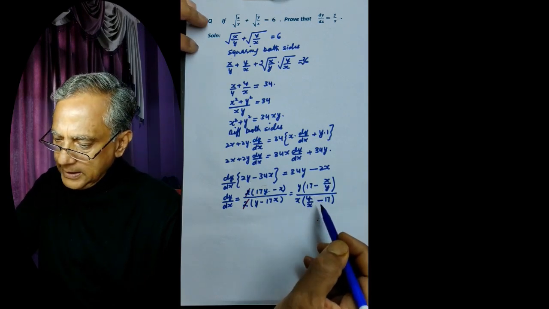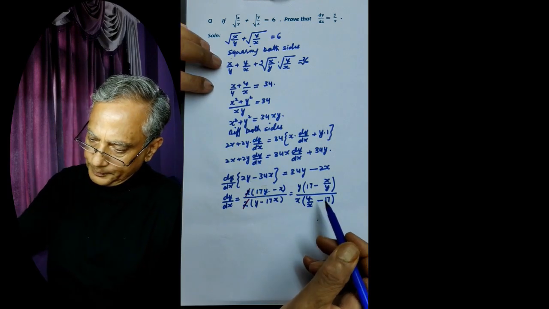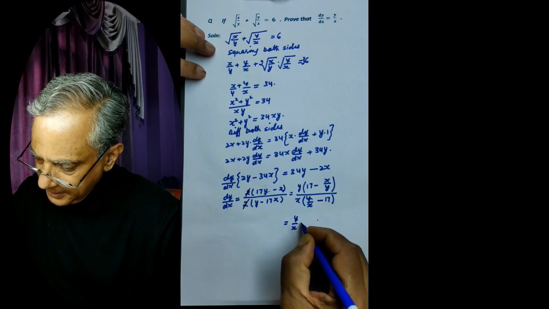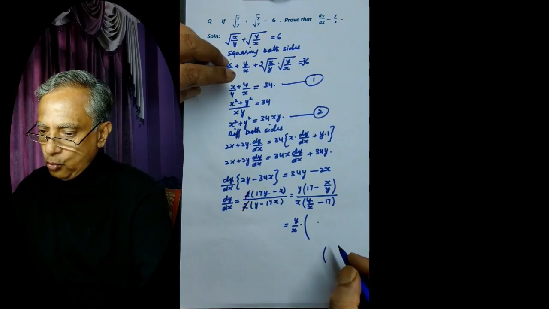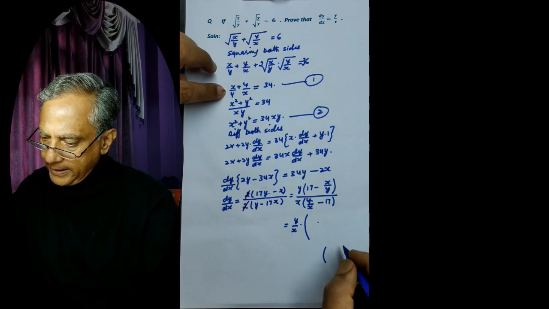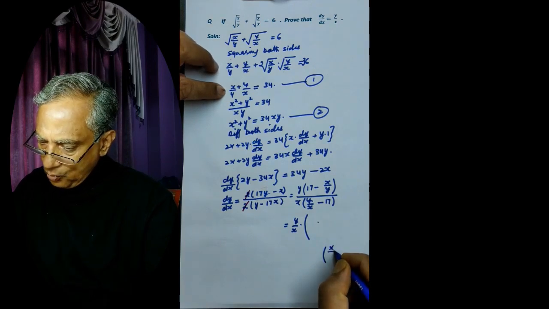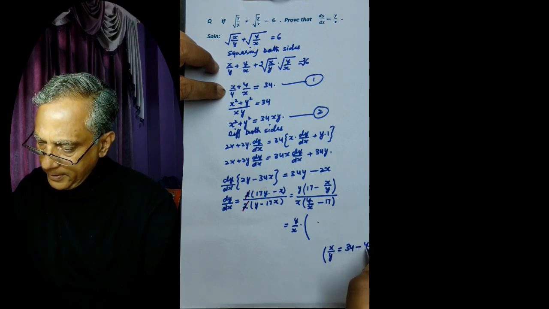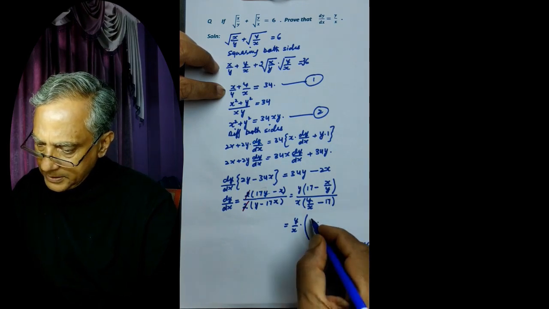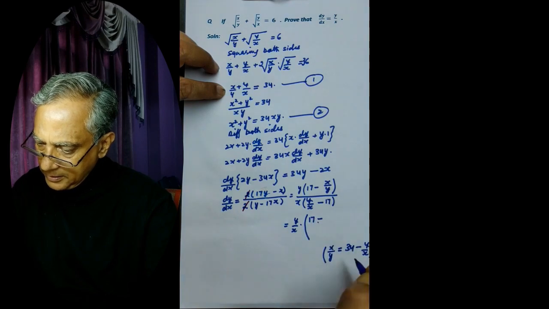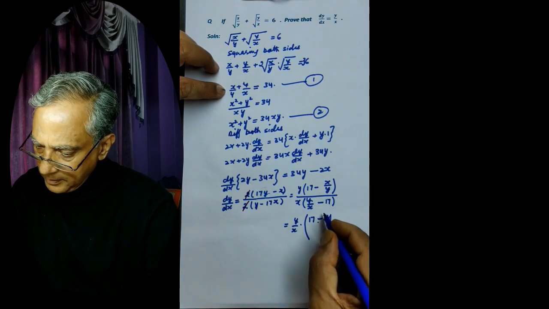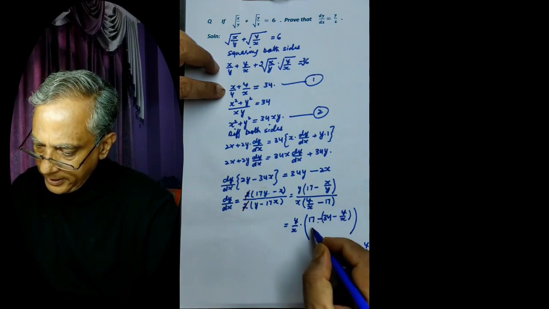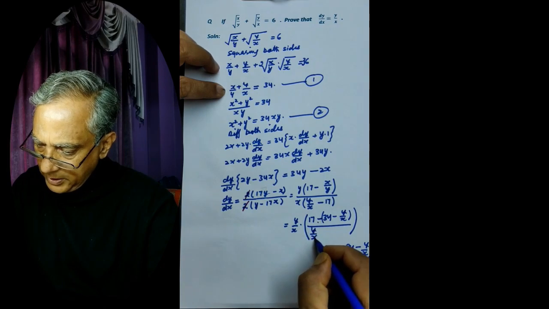Now what we see is this is equal to y by x into. Now from 1 what we get is x by y is equal to 34 minus y by x. So this will be 17 minus 34 minus y by x whole divided by y by x minus 17.